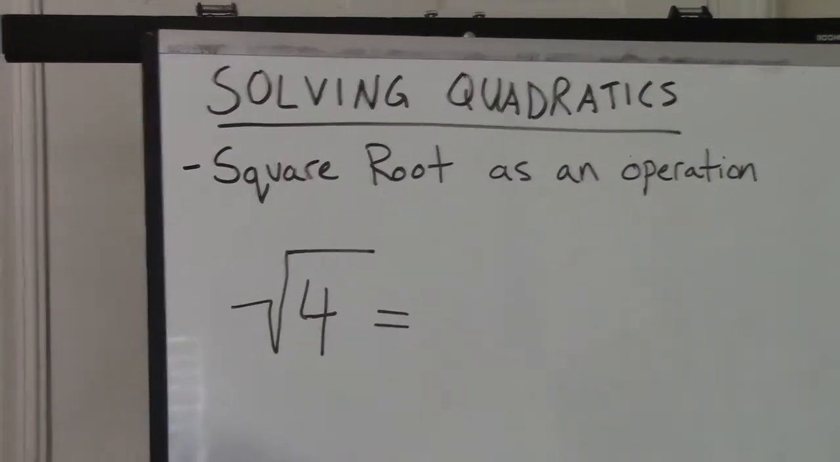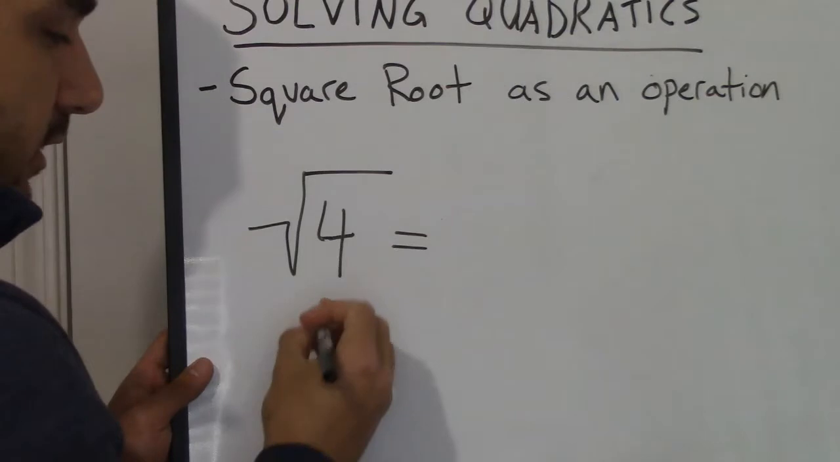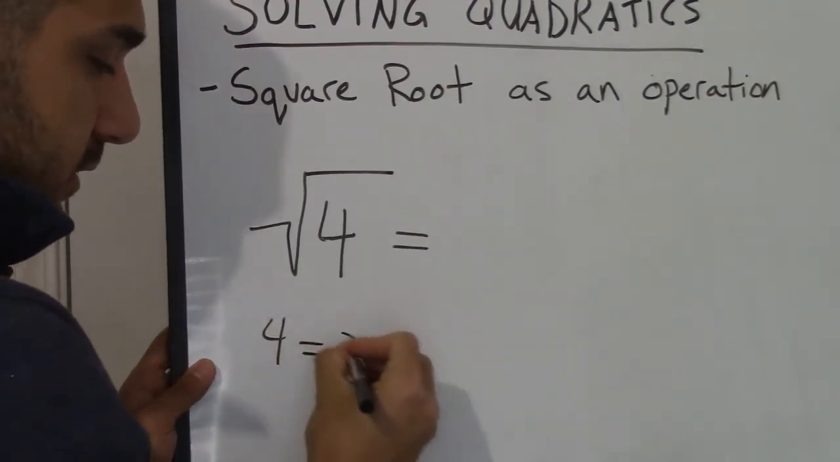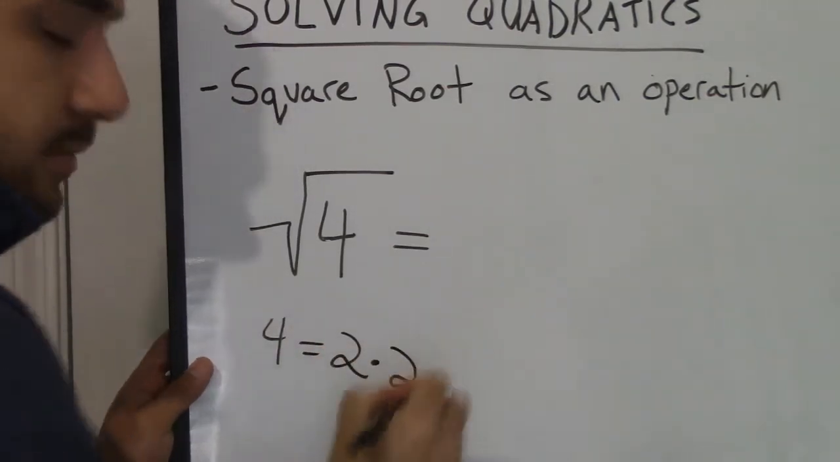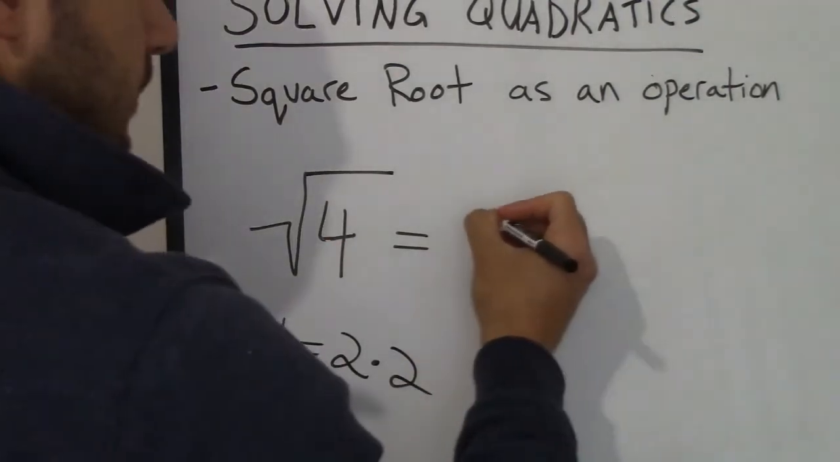Now you may be able to do this one pretty intuitively. You may know the answer. And you might think, okay, 4 is equal to 2 times 2, right? So if I multiply 2 by itself, 2 times itself, which is 2, I get 4. So the square root of 4 must be 2.